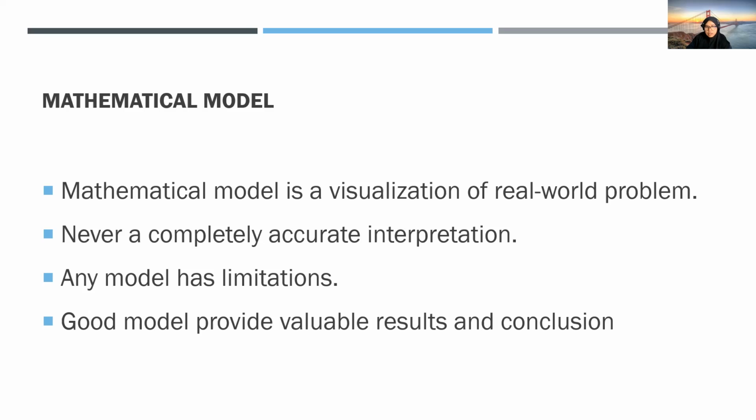A mathematical model is a visualization of a real world problem, just a visualization. It's never completely accurate. Even an experiment is never completely accurate. There must be an error somewhere. Any model has limitations, and a good model will provide valuable results that you can interpret and conclusions that you can use.